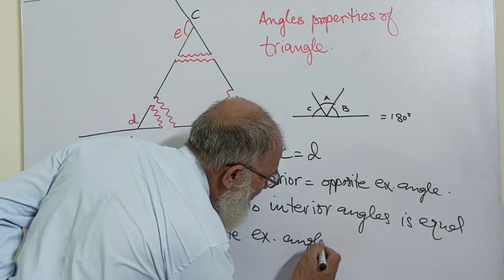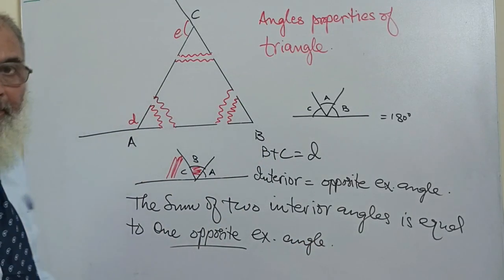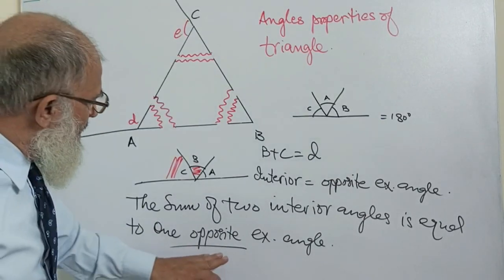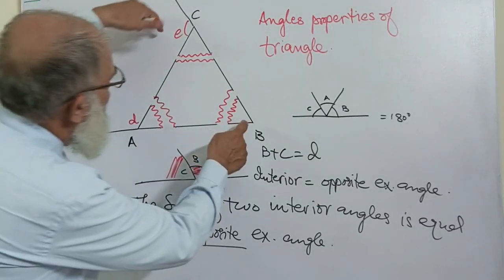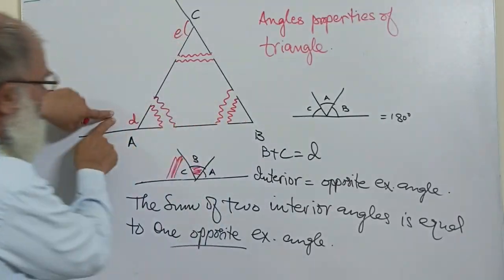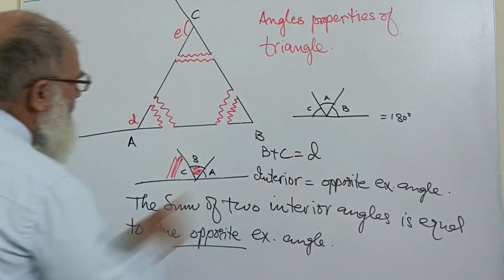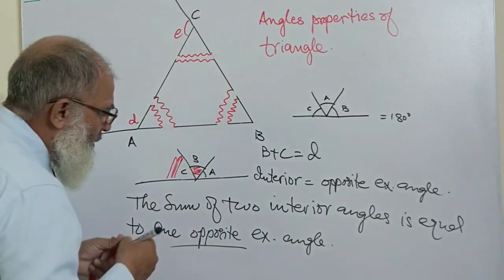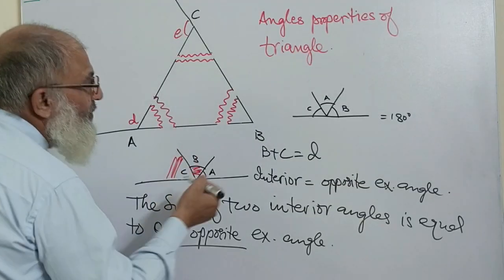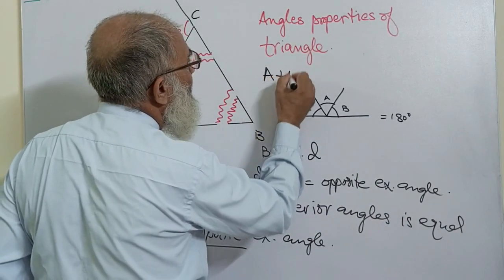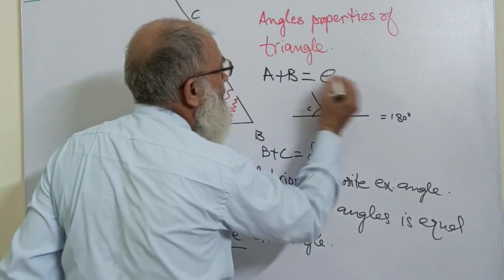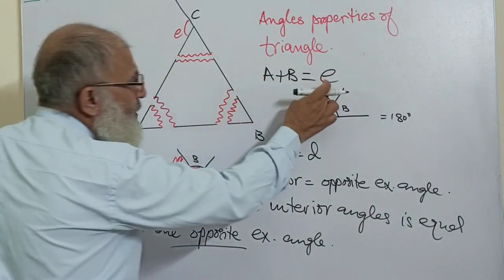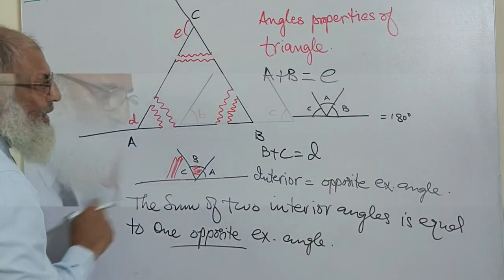Now this word opposite is very necessary. It is essential. You see that here what we did, we added B plus C is equal to D, okay, and A plus B is equal to E. Now A plus B is equal to E. So these both are the interior angles and opposite to them the exterior angle is E.